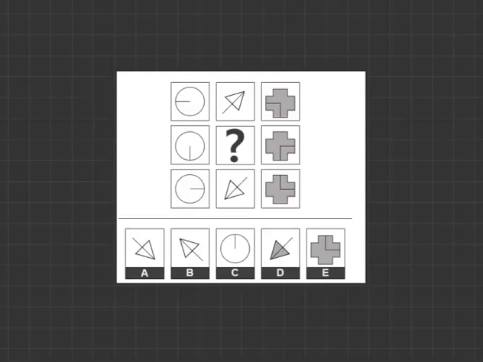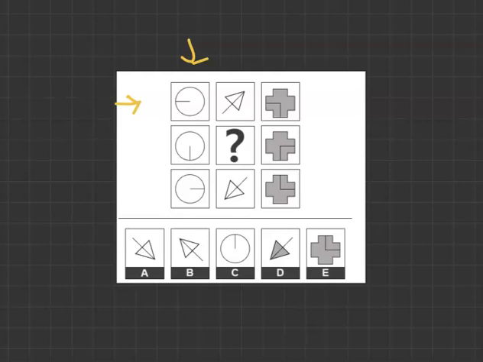Which of the boxes below should replace the question mark to complete the pattern? So we have a 9-figure matrix here, and we always start off with columns and rows. And I'm going to start off with the columns because the shapes inside are very similar, making it easier to differentiate what's happening between each one.